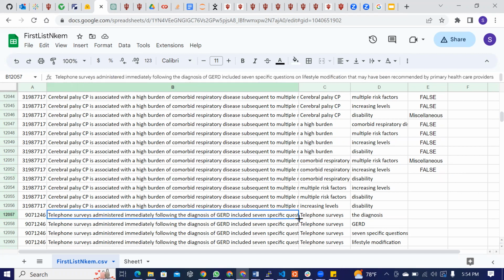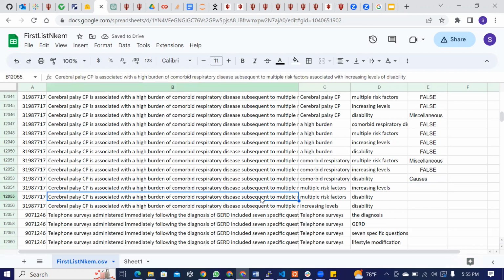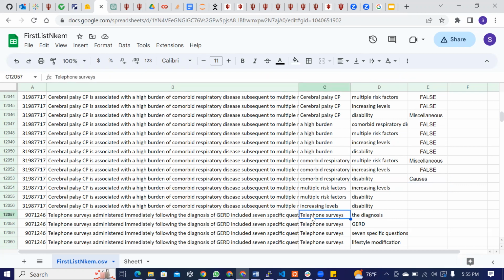This kind of thing we can put as causes or as miscellaneous, but it would be more interesting if we put causes. It can be up to you. There are some judgment calls. That's why you are not a robot. For instance, there are multiple factors associated with increasing levels. No, we have false here. Multiple factors, disability, no. Increasing levels, disability, no. So I guess this is it. I hope this is really clear.